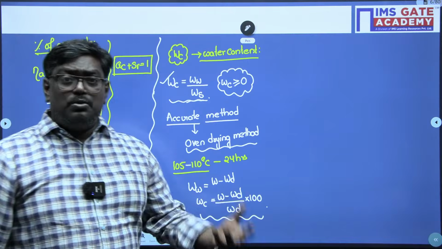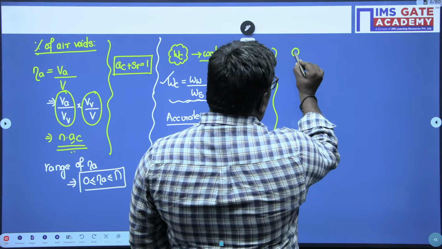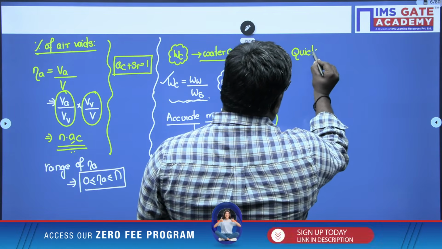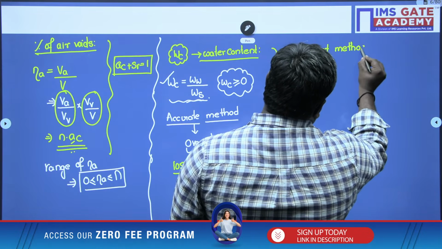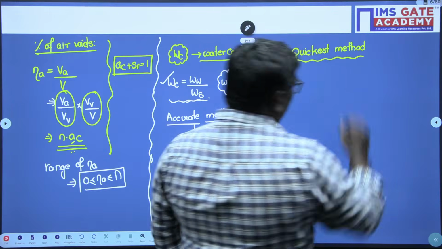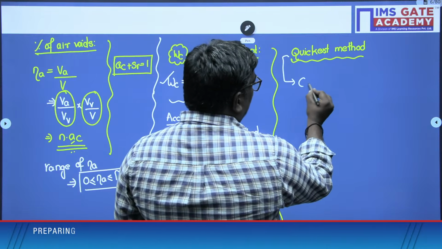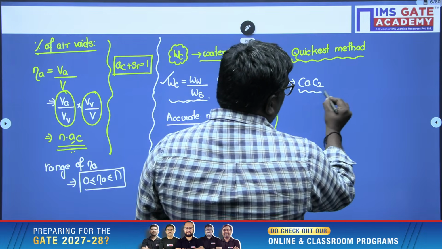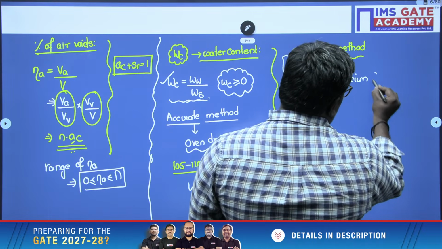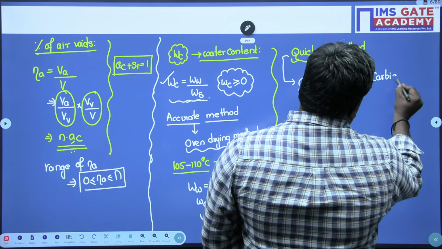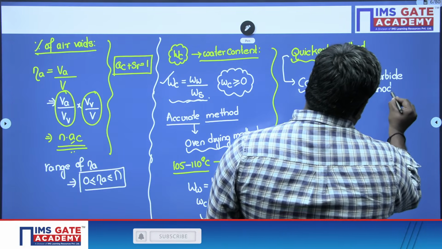So water content. Now some of the students might ask me, which is the quickest method to determine water content? Here, the quickest method to determine water content is the calcium carbide method, and this will hardly take 5 to 10 minutes, sir. Which is the quickest method to determine water content? It will hardly take how much? 5 to 10 minutes. So this is called the calcium carbide method.